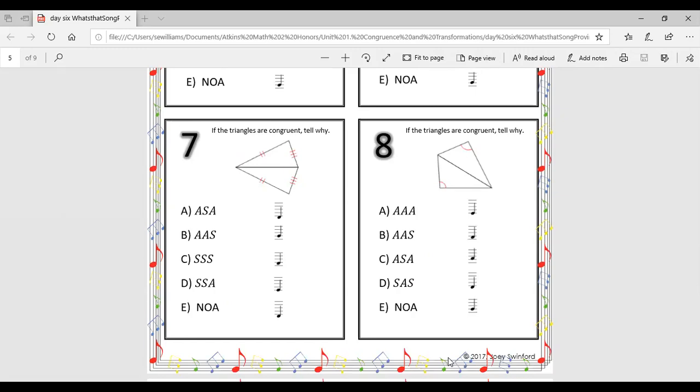Send me both your answers at the same time. So wait till you get both of them done to send me your answers.